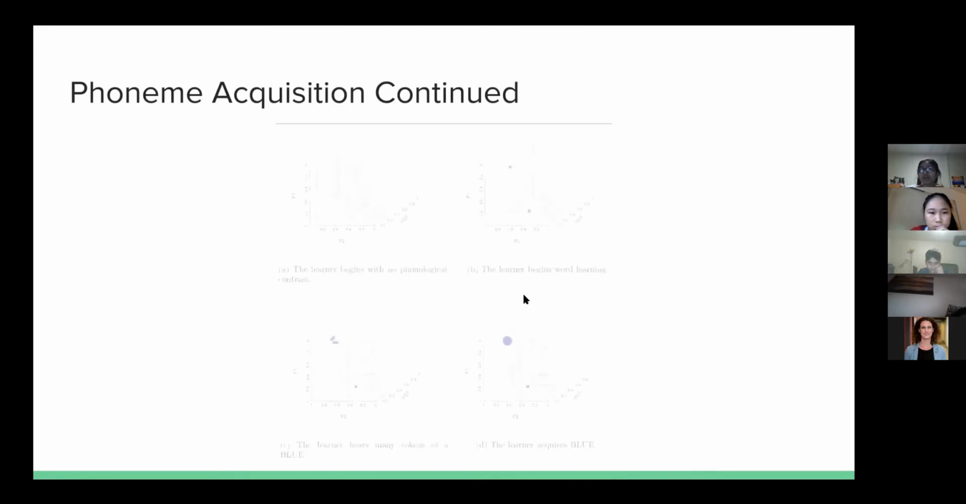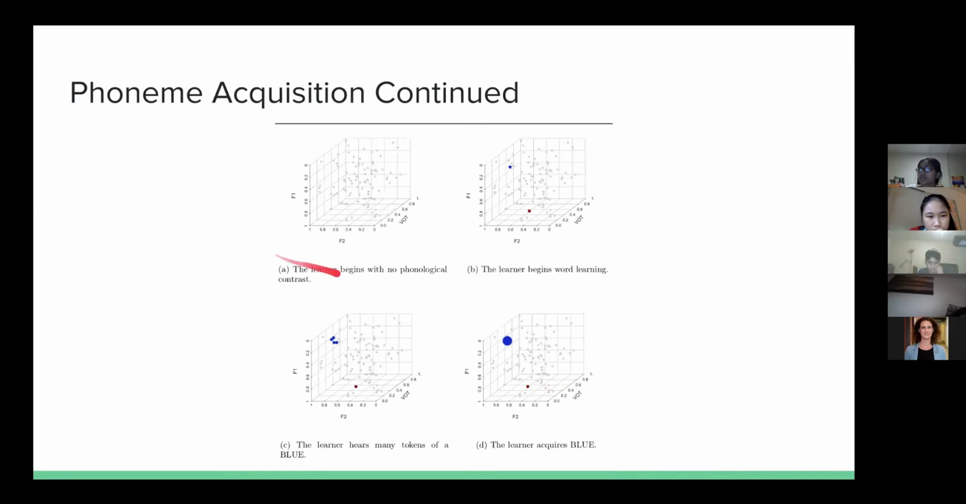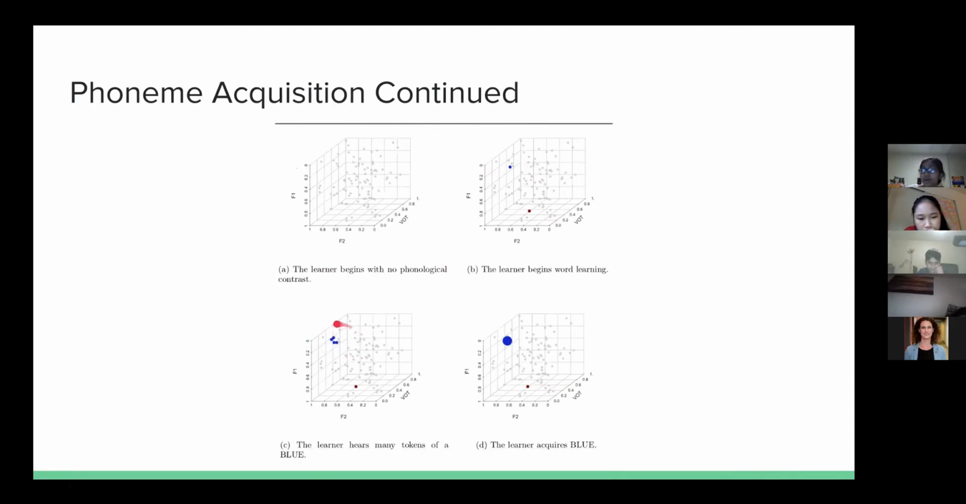So continuing in phoneme acquisition, we see another example. On the top left, the learner begins with no phonological contrast between the words. Then the learner has heard one instance of the word red and one instance of the word blue, which are colored up here. Eventually the learner hears the word blue a bunch of times. And remember when I said that they don't all sound the same? So in this plot, they're a bit like different areas.